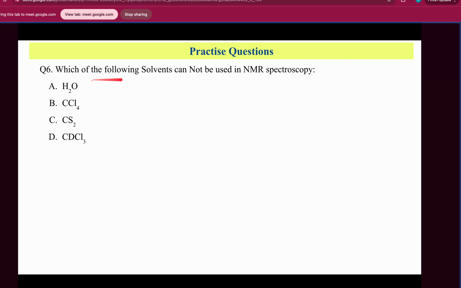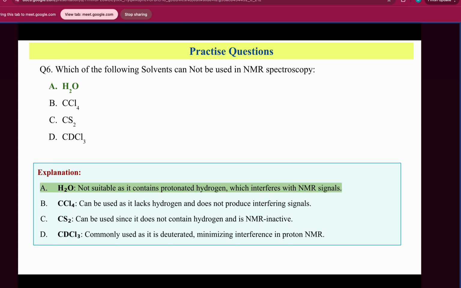Now next question is, which of the following solvents cannot be used in NMR spectroscopy? Option A is water, option B is CCl4, option C is CS2, and option D is CDCl3. So the right answer is H2O. And why H2O can't be used?